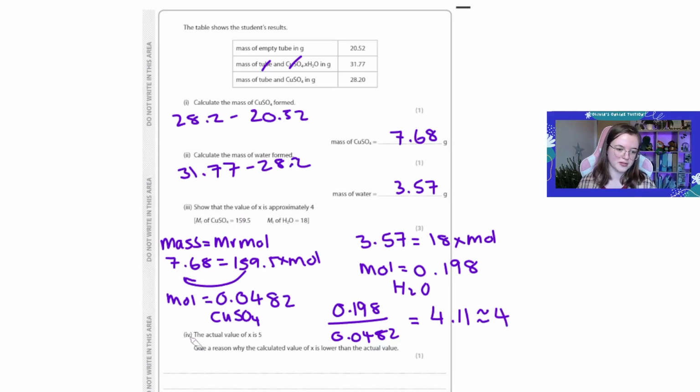And then part 4, the actual value of X is 5. Give a reason why the calculated value of X is lower than the actual value.